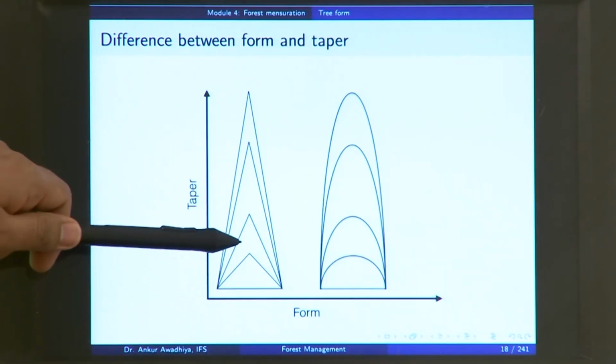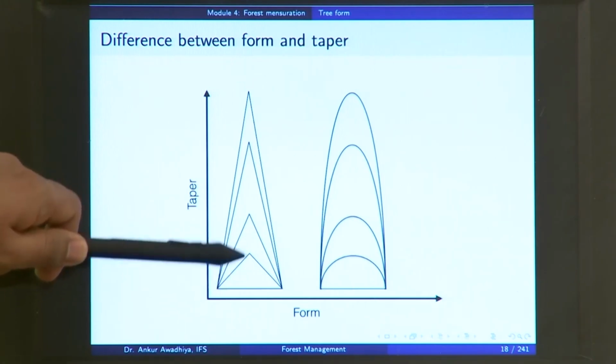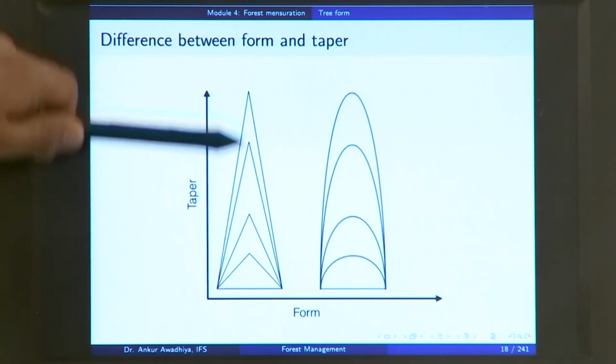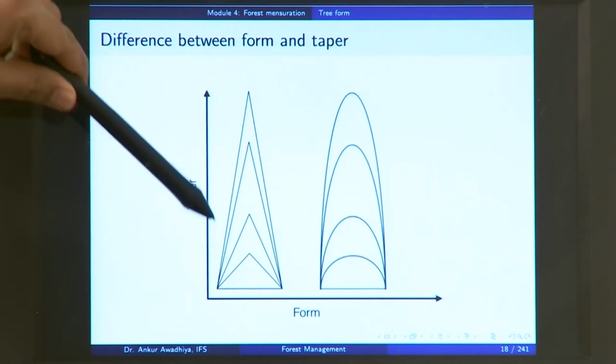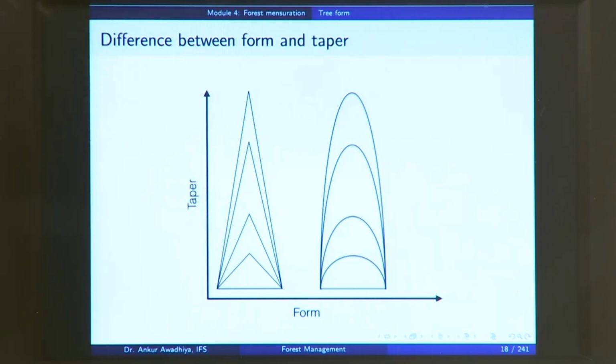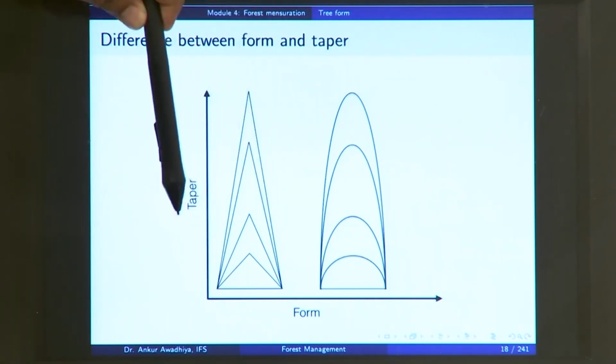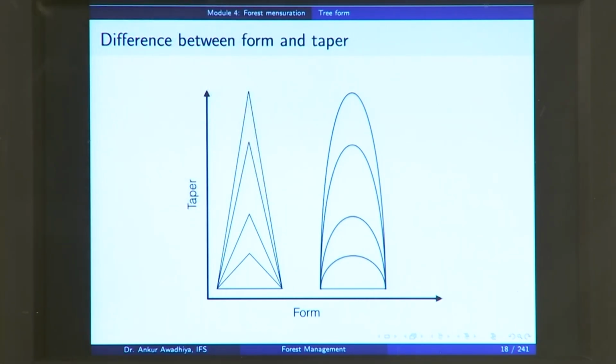So, here the taper in this solid is much greater than the taper in this solid, and if we continue it till infinity, then this will roughly resemble a cylinder in place of a cone. Now, the next question is, how do we explain these forms? So, the question is, why does a tree have a taper?